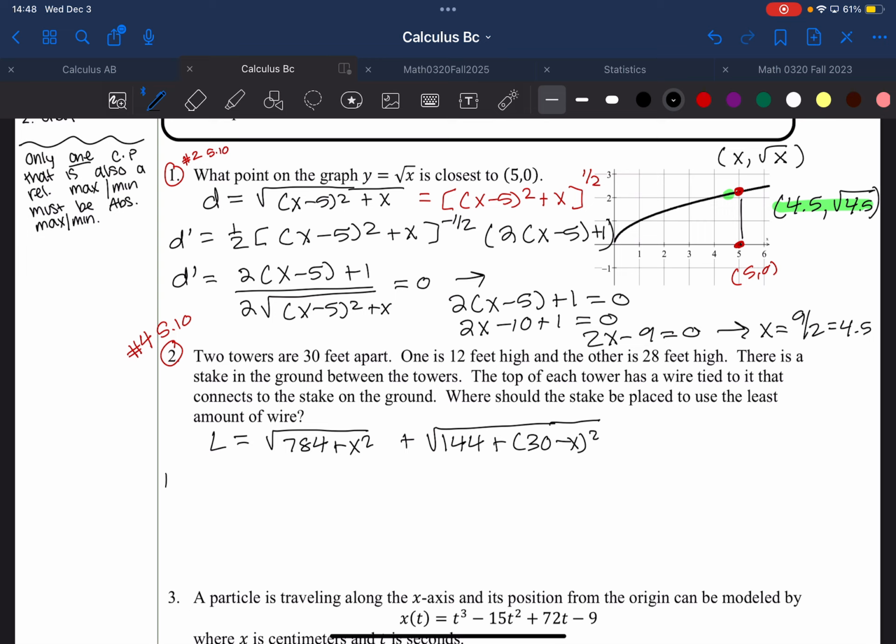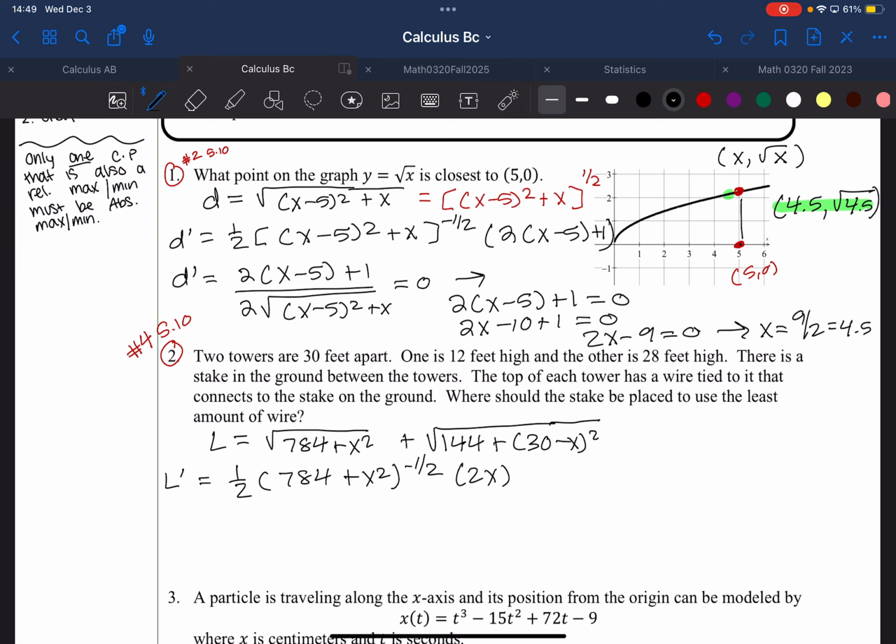So taking this derivative, we have to remember that a radical, especially the square root, can be rewritten as an exponent to the 1/2 power. So knowing that, we have 1/2 times 784 plus x squared to the negative 1/2 power times what? So we have to use the chain rule here. Times 2x. Right? Because the derivative of 784 plus x squared is 2x.